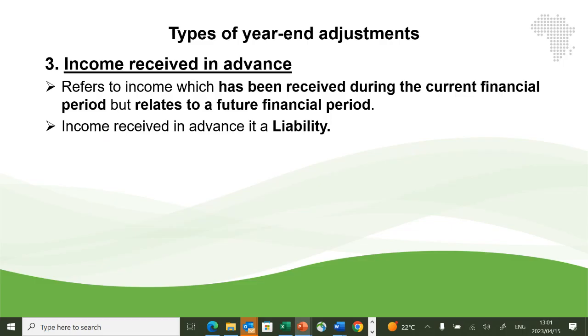Then let's move to the income received in advance. I hope I'll make it income received in advance. Sorry guys about the numbering here. I was preparing this slide in a rush. So let's just say income received in advance.